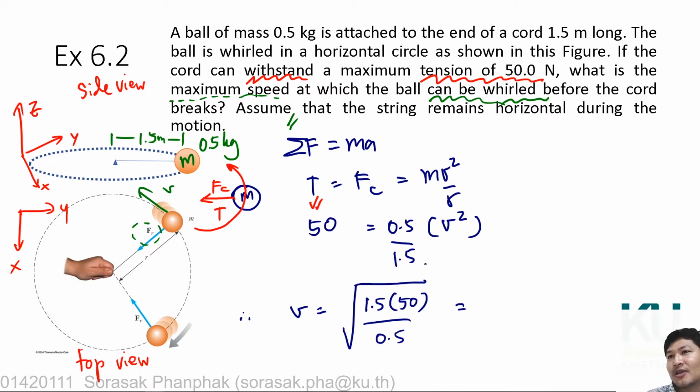The velocity in this case is 12.2 meters per second. It is the magnitude of the velocity, or the speed here. If you say it correctly, it is the tangential one.